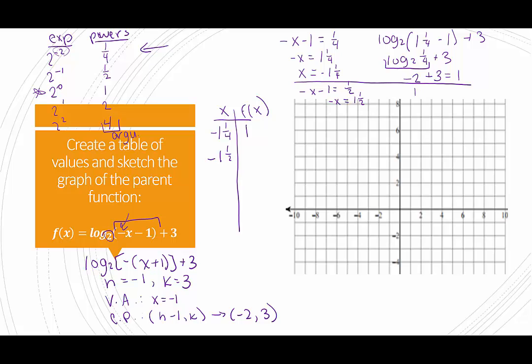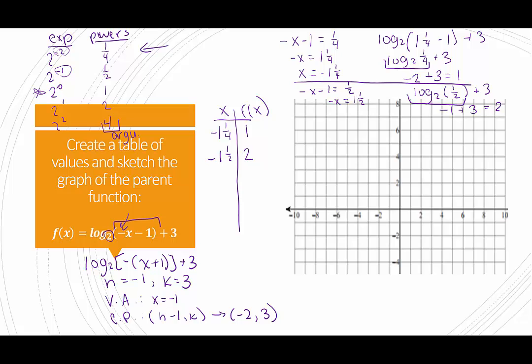I am going to run out of space because these are very space-consuming problems. So we're going to do a little bit of work in our head. We picked negative 1 1/2. If I plug it in, negative of negative is going to give me positive 1 1/2. 1 1/2 minus 1 is 1/2. So I have 1/2 here and then plus 3. This is going to simplify to the power I raised 2 to give me 1/2. I would have to raise 2 to the negative 1. So this is going to be negative 1 plus 3, which equals 2. So if I plug in negative 1 1/2, I'm going to get a y value of 2.